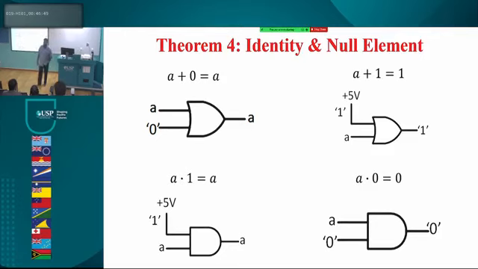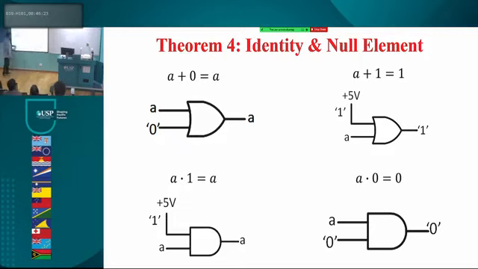A OR 0, anything ORed with a 0 will always be itself. Anything ORed with a 1 will always be 1. So 0 is the identity element for the OR gate, and 1 is the null element for the OR gate, which means whatever you OR with 1, the output will always be fixed to 1. So that becomes a null element.